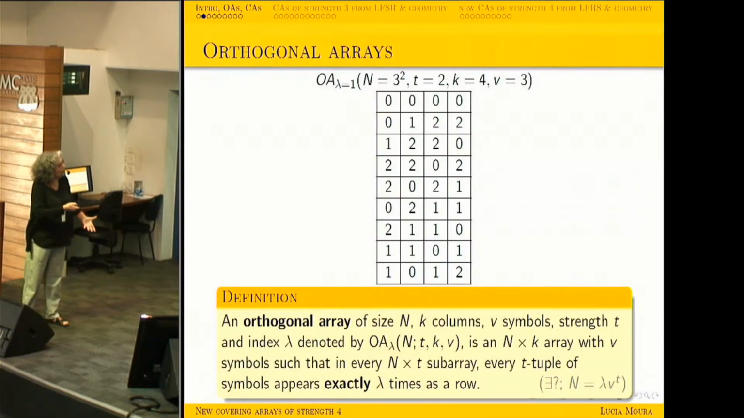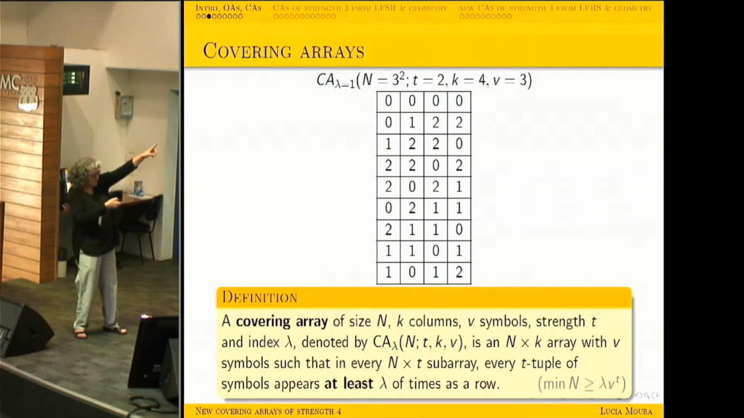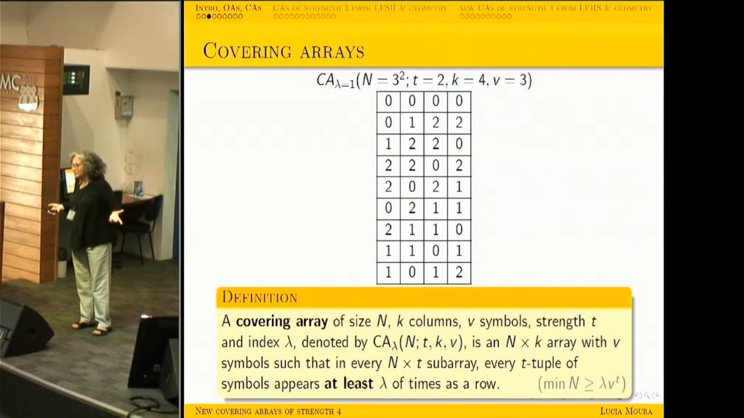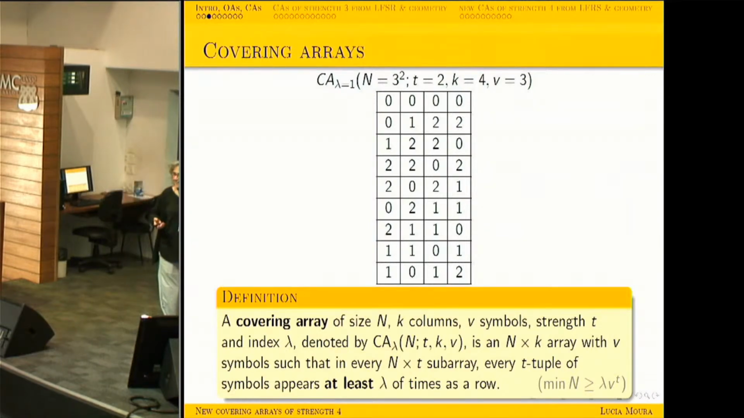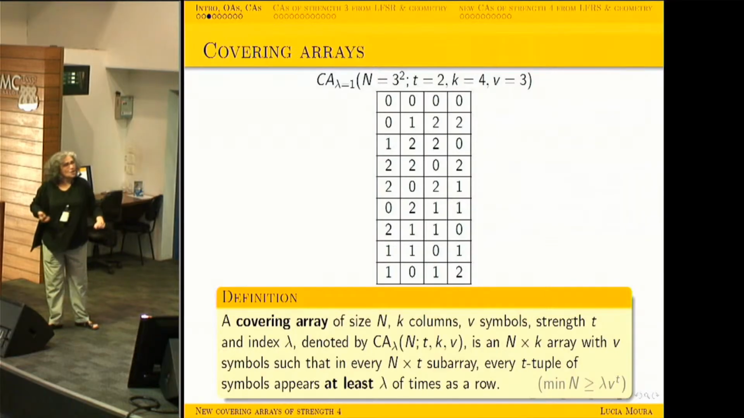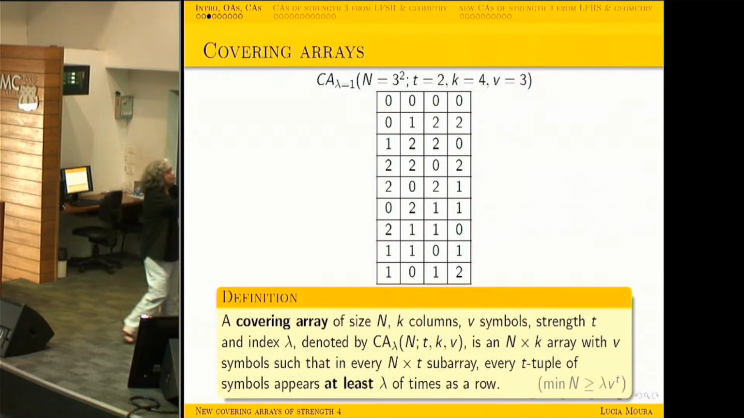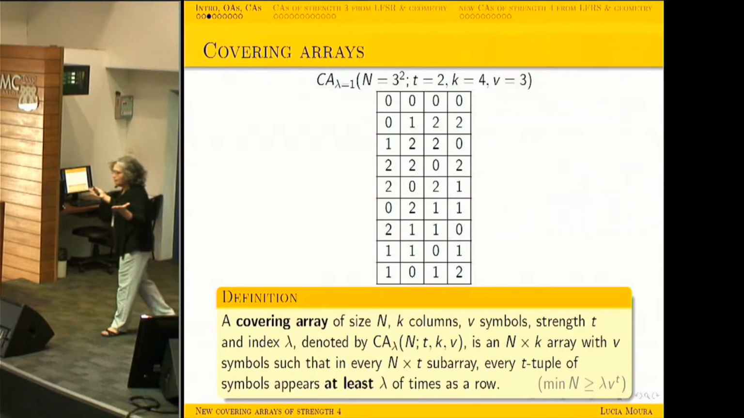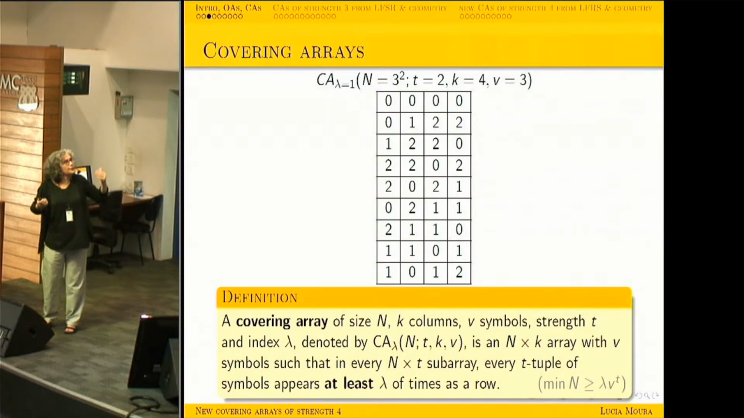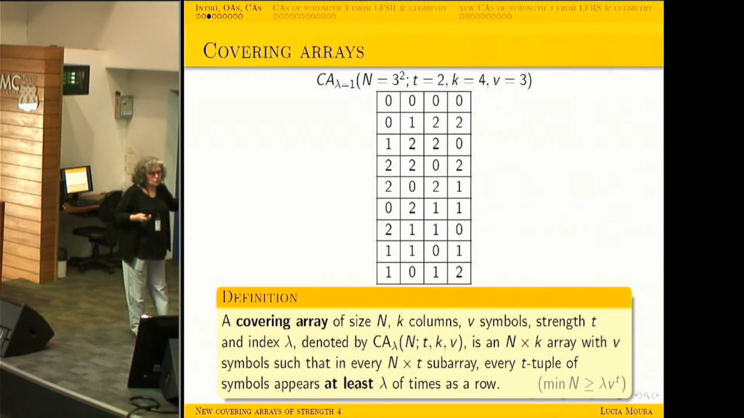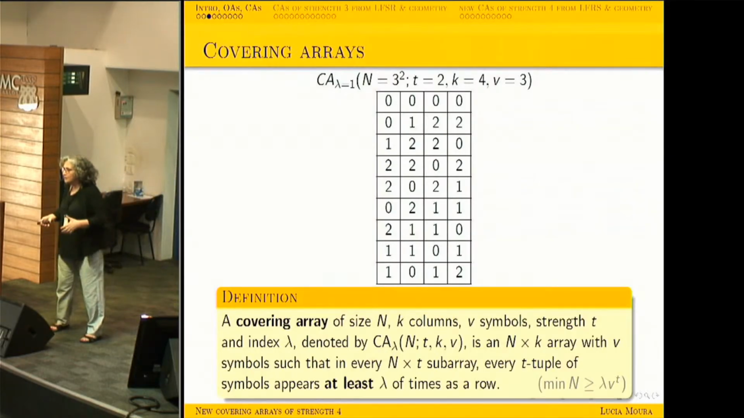So it's a covering problem. So I get that orthogonal array, it is a covering array because everything appears exactly lambda times, so it also appears at least lambda times. But the interesting case is when you have many more columns, you want to build something with many more columns for which we don't have an orthogonal array. So we will have to have more rows. You don't mind about repetitions of the t-tuples, but you must have those.